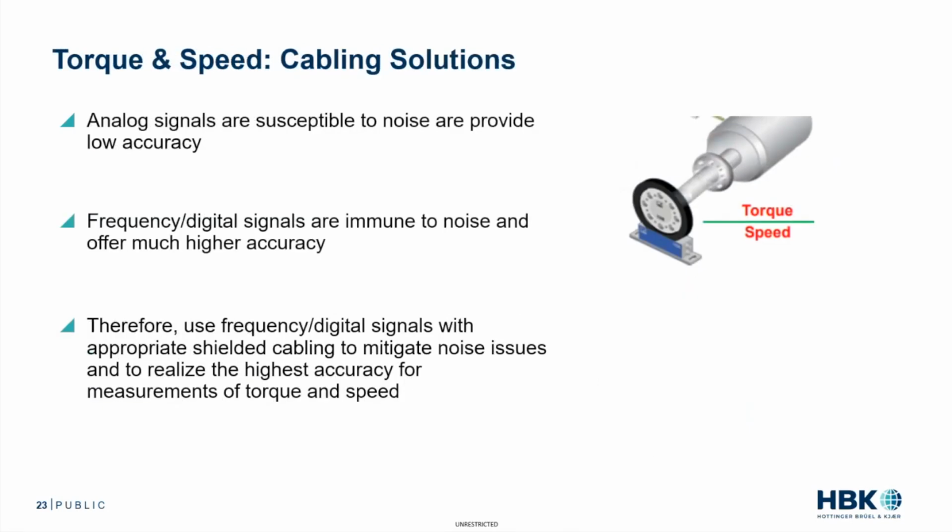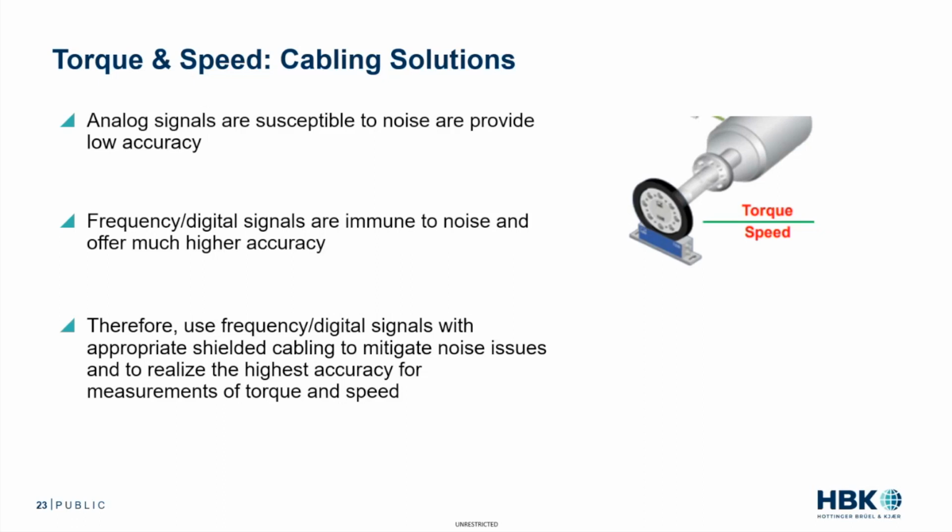Now let's talk a little bit about torque and speed and cabling and signals. A lot of times I'll see customers using analog signals for torque, for example, and unfortunately, a lot of noise is married up with a lot of these torque signals because of the issue that analog signals are known to have: not as high of an accuracy as you would with a frequency or digital signal, which are immune to noise and offer a much higher accuracy.